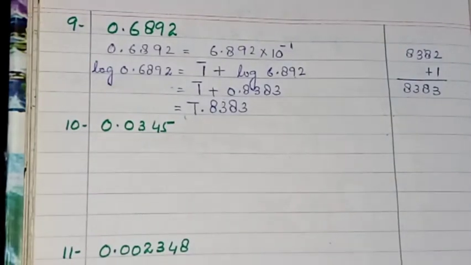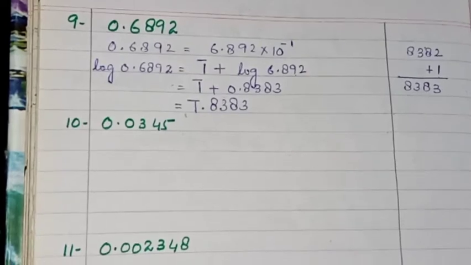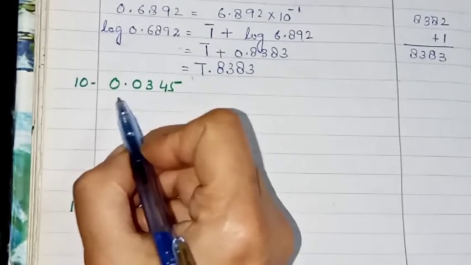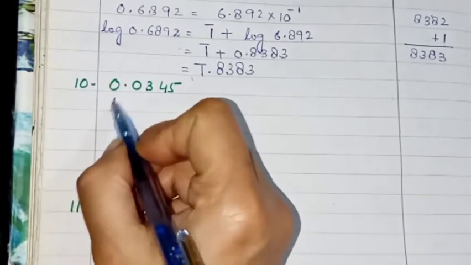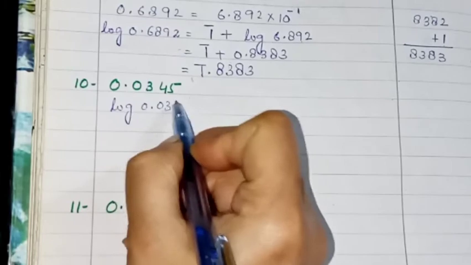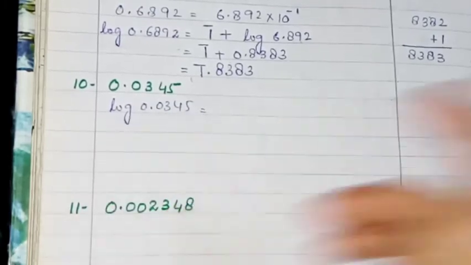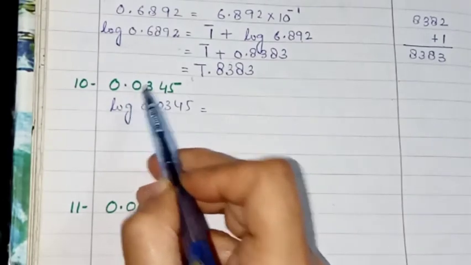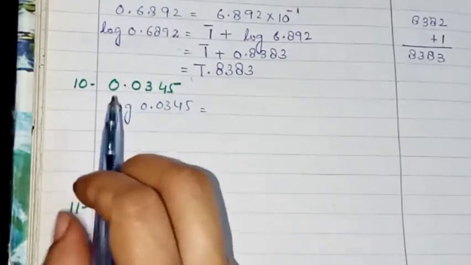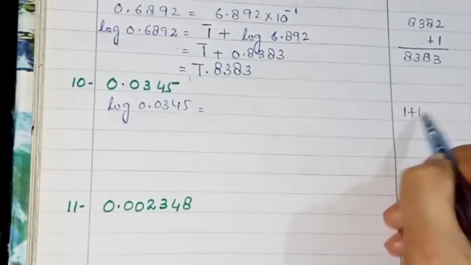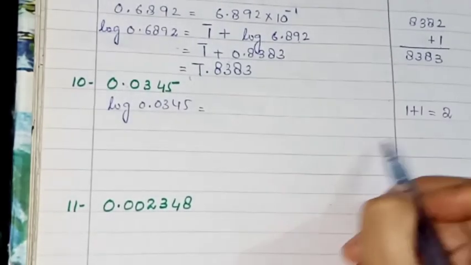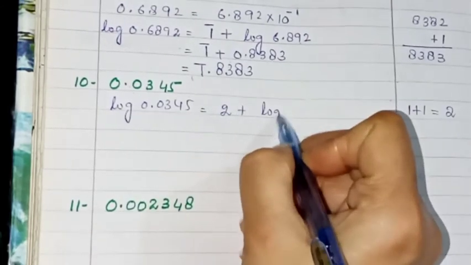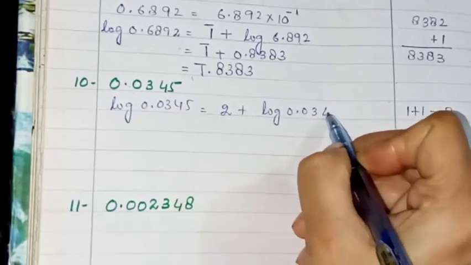This bar shows that the characteristic is minus. Okay, now I am showing this question number 10 without converting it into scientific notation. So you can write log of 0.0345. Without converting it into a decimal fraction, you have to count only the zeros present after the decimal. There is 1 zero, but you have to add one more. Okay, so the characteristic will be 2. So you have to write 2 first and then log of 0.0345.